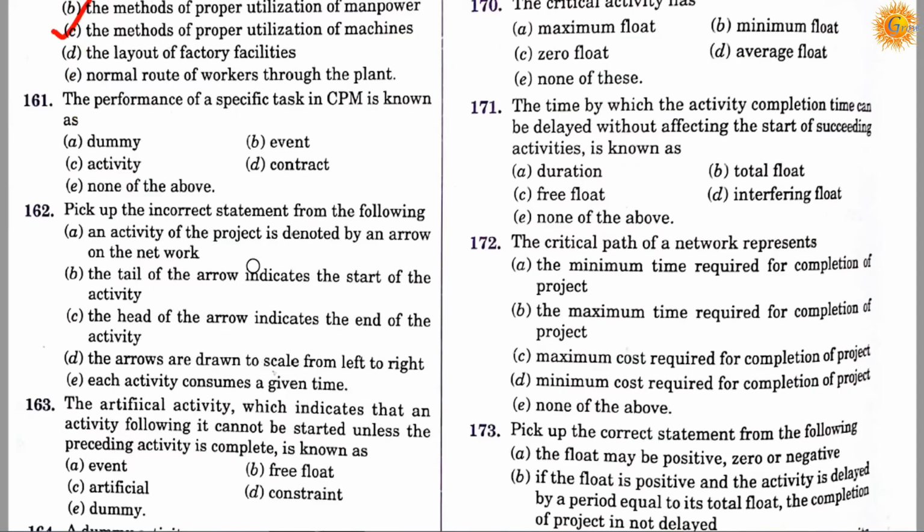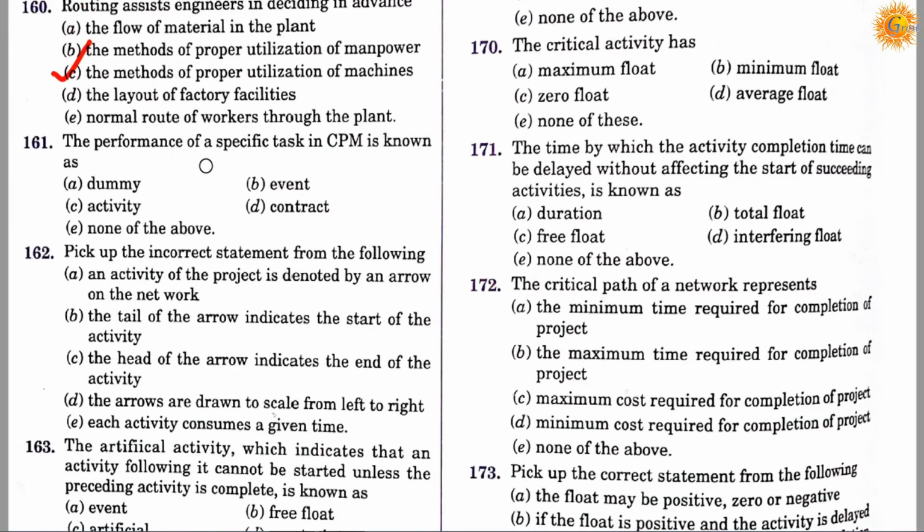Question number 161. The performance of a specific task in CPM is known as: option A, a dummy; option B, event; option C, activity; option D, a contract; and option E, none of the above. The correct answer is C. The performance of a specific task in CPM is known as an activity.